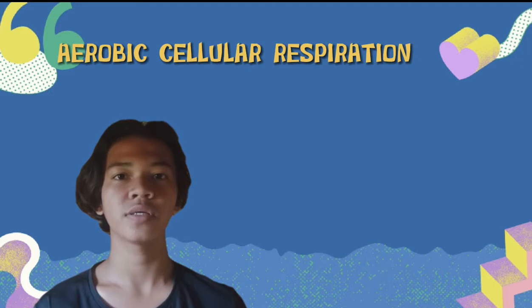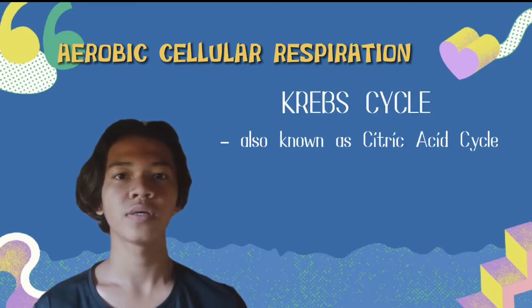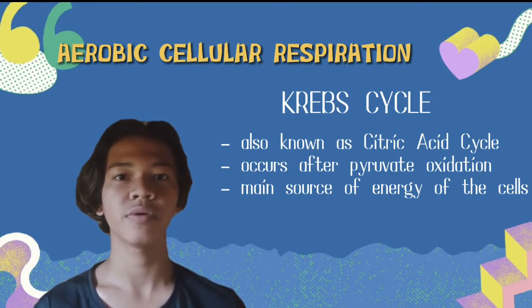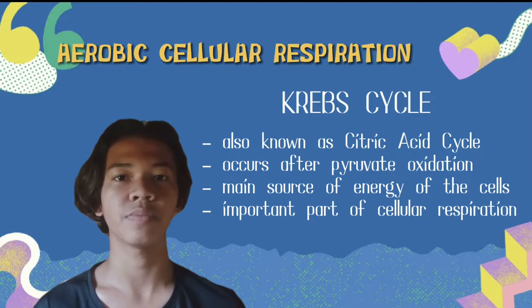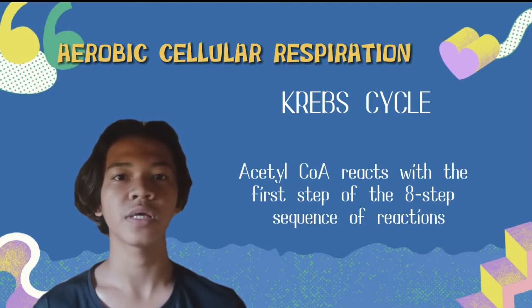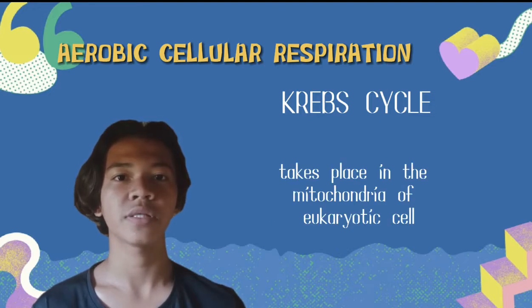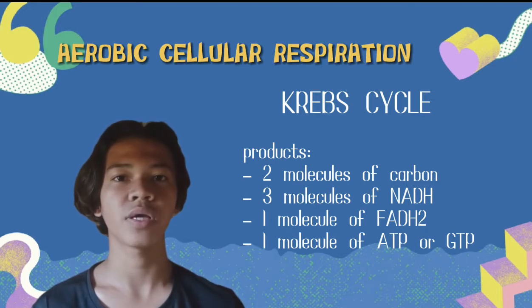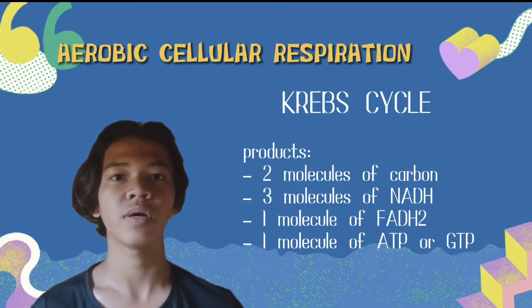After pyruvate oxidation, the Krebs cycle will occur, also called the citric acid cycle. This is the main source of the energy of the cells and an important part of aerobic respiration. The acetyl-CoA we made in the previous step will react in the first step of the 8-step sequence of reactions that comprise the Krebs cycle. All of this takes place inside the mitochondria of the eukaryotic cell. This cycle produces 2 molecules of carbon dioxide, 3 molecules of NADH, 1 molecule of FADH2, and 1 molecule of ATP or GTP.